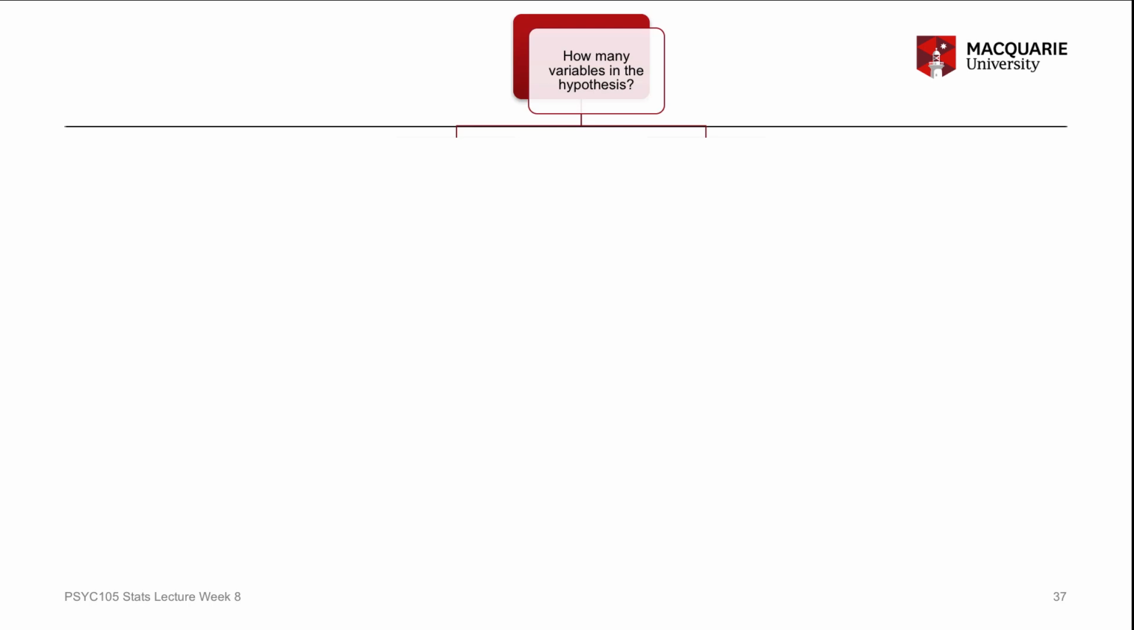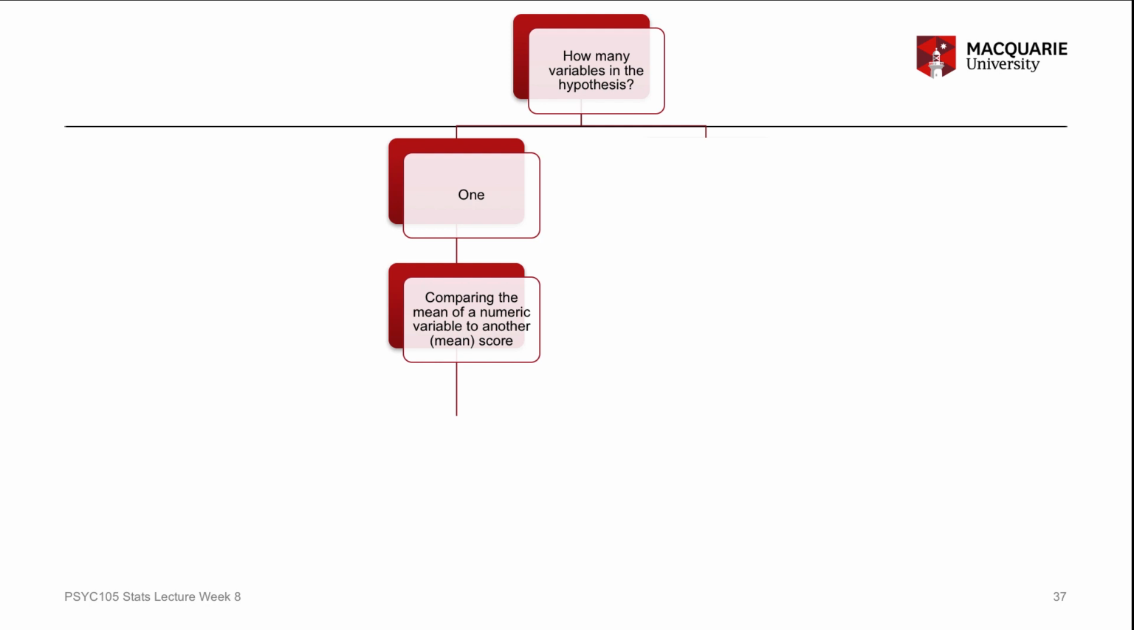So we're going to start up the top with how many variables are there in your hypothesis. If you think about the research hypothesis, how many variables are involved in that hypothesis? If it's one variable, then the kind of research question or hypothesis is going to be comparing the mean of some numeric variable to some external score, some other mean or some other value. That's the kind of thing you're going to be doing, in which case you'd be doing a 1 sample t-test.